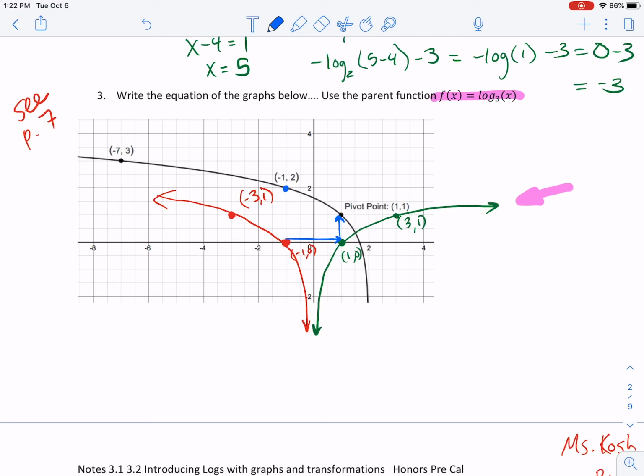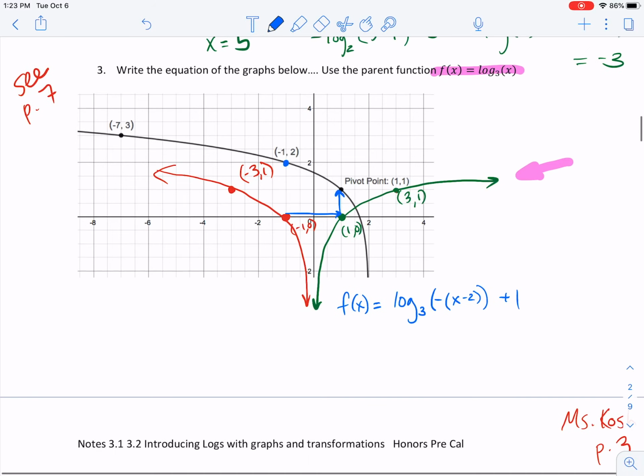So what we can say is that y is equal to log base 3 of, we had a reflection over the y-axis to go from the green to the red, which means I need a negative in here. So a negative x. We went to the right 2, so that becomes a -2, and then we went up 1 right here. Let's verify. Actually, let me say f of x.